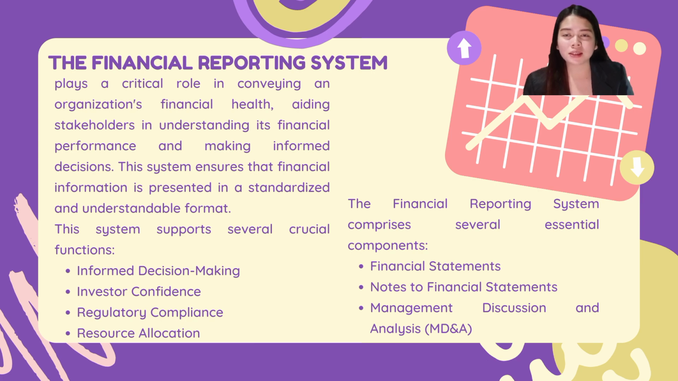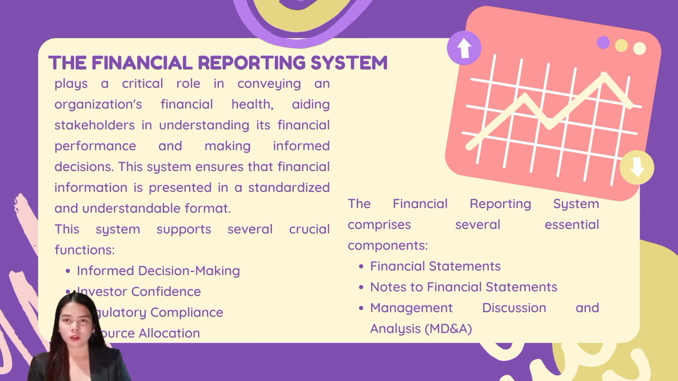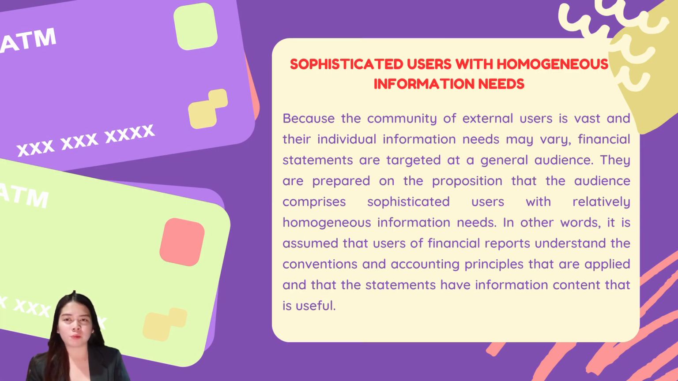The financial reporting system comprises several essential components. First one is the financial statements. This includes the balance sheet, income statement, cash flow statement, and the statement of changes in equity. Next is the notes of financial statements. Supplementary information providing context and explanations for items presented in the financial statements. Next is the management discussion and analysis, a narrative section that accompanies financial statements, providing management's insights into the organization's financial performance and prospects.